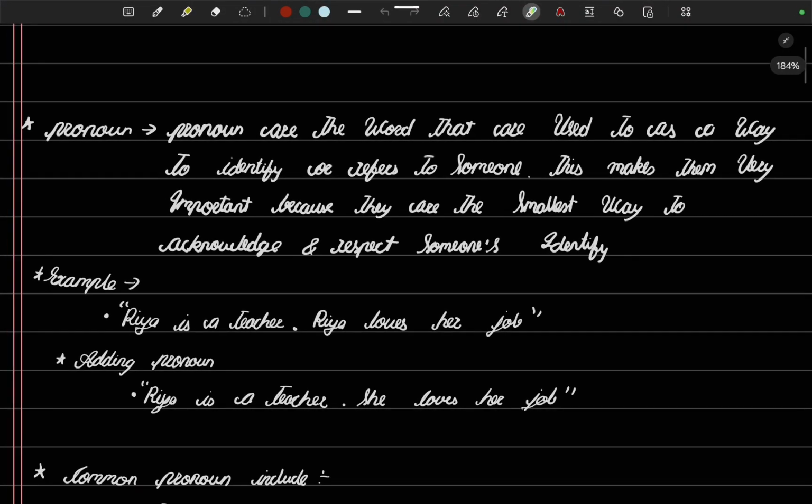So let's see what is meant by pronoun. Pronouns are the words that are used as a way to identify or refer to someone else. This makes them very important because they are the smallest way to acknowledge and respect someone's identity. So let's see the examples of pronouns.